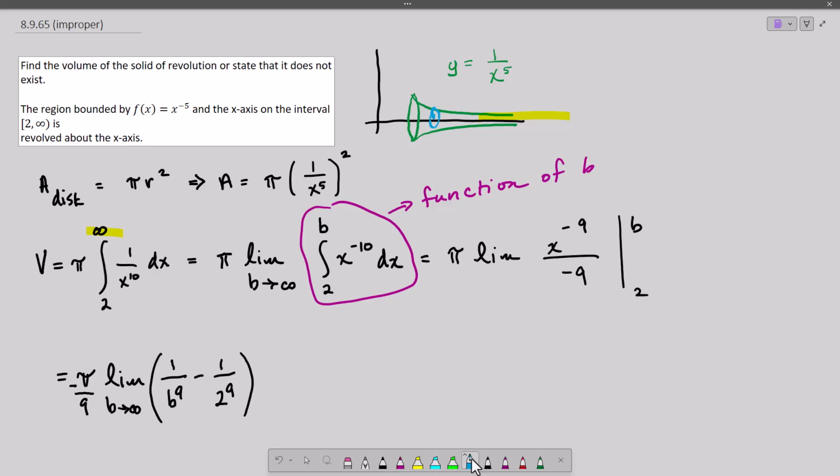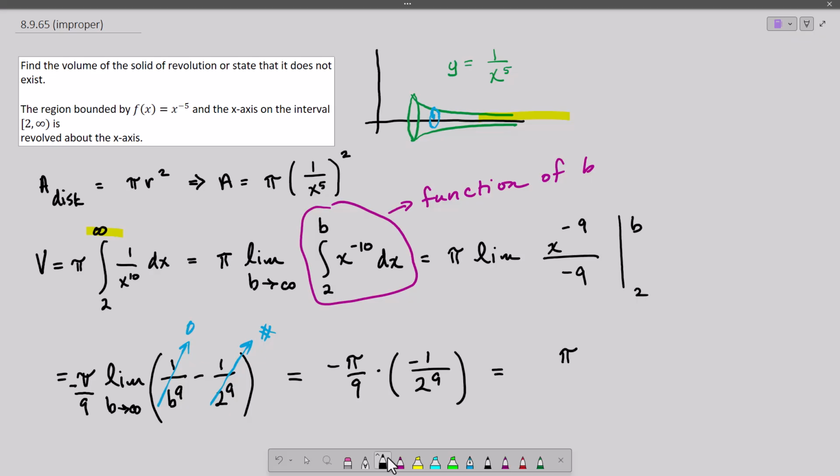Well, this constant over here is just a number, right? There's no b there, so that's just a constant. The limit of a constant is itself. Now over here, that b is in the denominator, and it's going to infinity, which means b to the 9th is going to infinity, which means this fraction is going to 0. So that fraction is just going to be gone because it approaches 0. So we end up with negative pi over 9 multiplied by negative 1 over 2 to the 9. And that will be our answer.